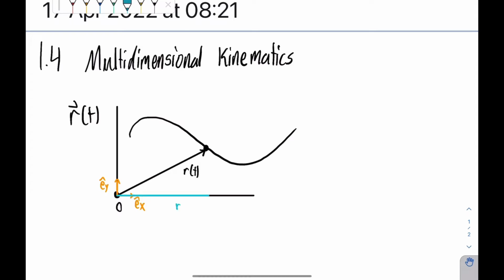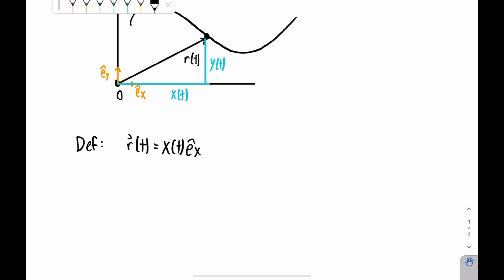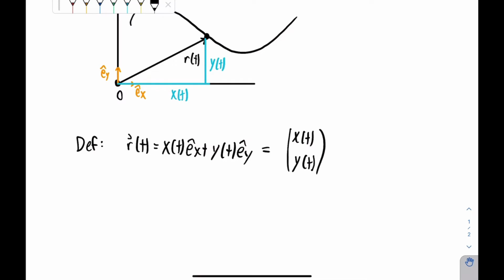into x of t and into y of t. Thus, we can make the following decomposition. Additionally, we can use the column vector notation to have x of t and y of t to build our column vector.